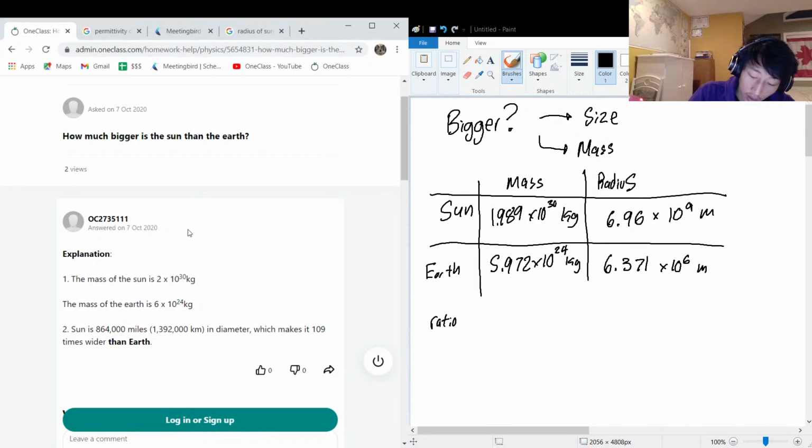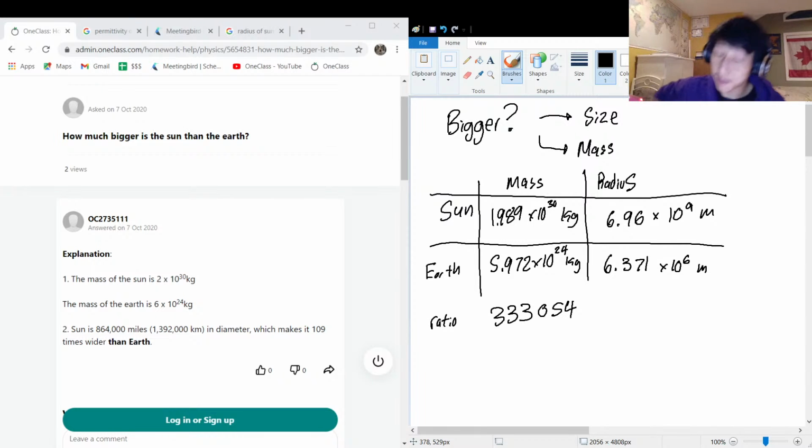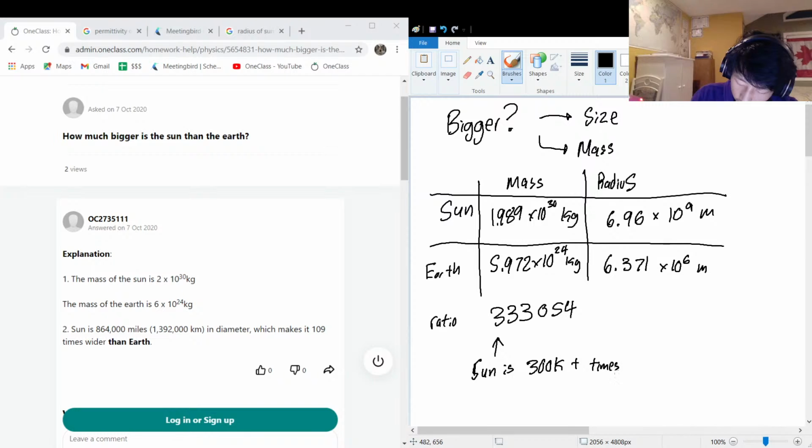It is 333,054 times bigger. The sun is that many times bigger than the Earth. So the sun is more than 300,000 times bigger than the Earth in terms of mass. Okay, seems about right. So the sun is 300k plus times bigger than the Earth.